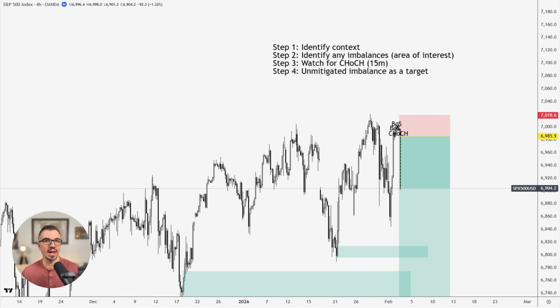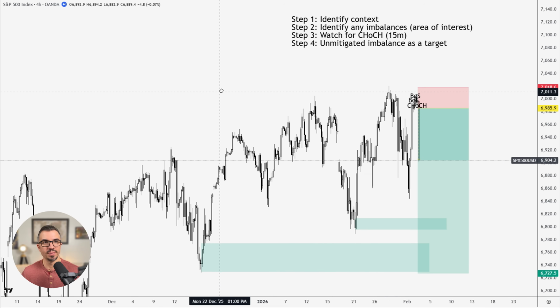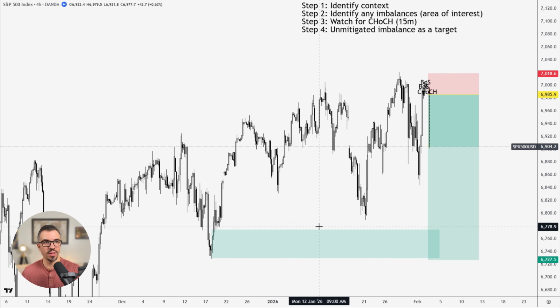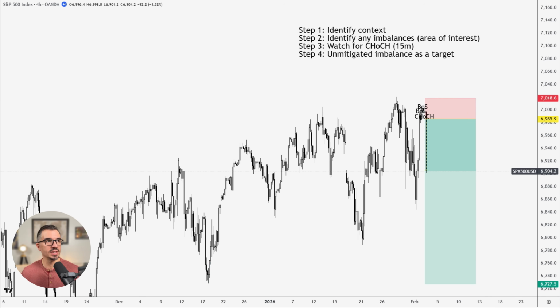If we're using imbalances to enter the market, then it makes sense to use them to also target areas before we enter the market, okay? So now the third step in this process is going to be to ensure that your risk reward is asymmetric, okay? And what do I mean by that?